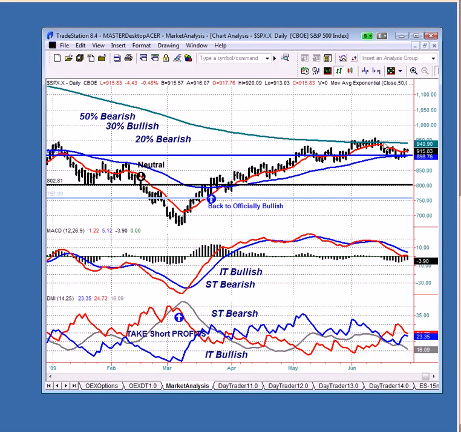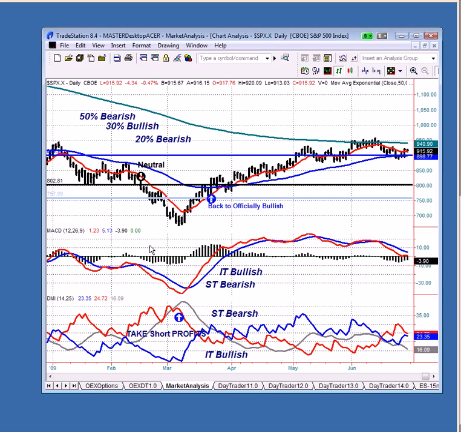So 40 points, a discretionary gain you could have taken for your benefit, but really just a choppy environment in terms of directional movement and momentum. But we do remain officially bullish on the S&P market. And so that's where we stand.